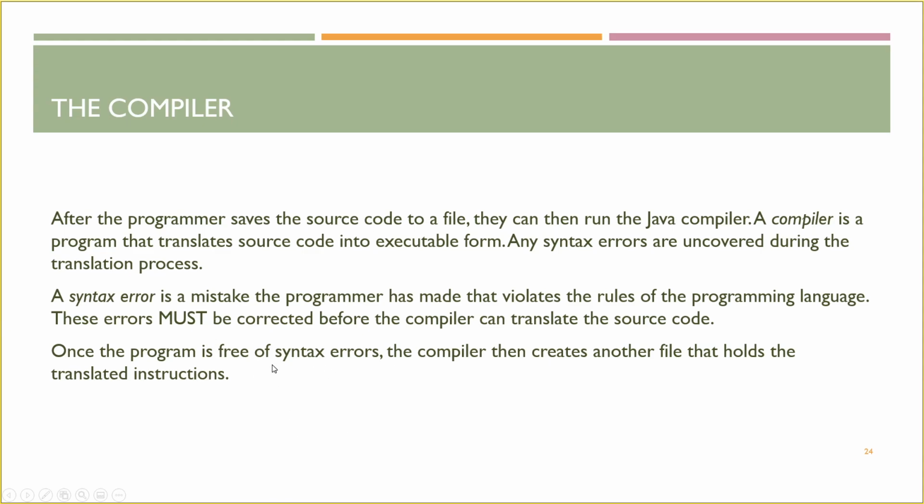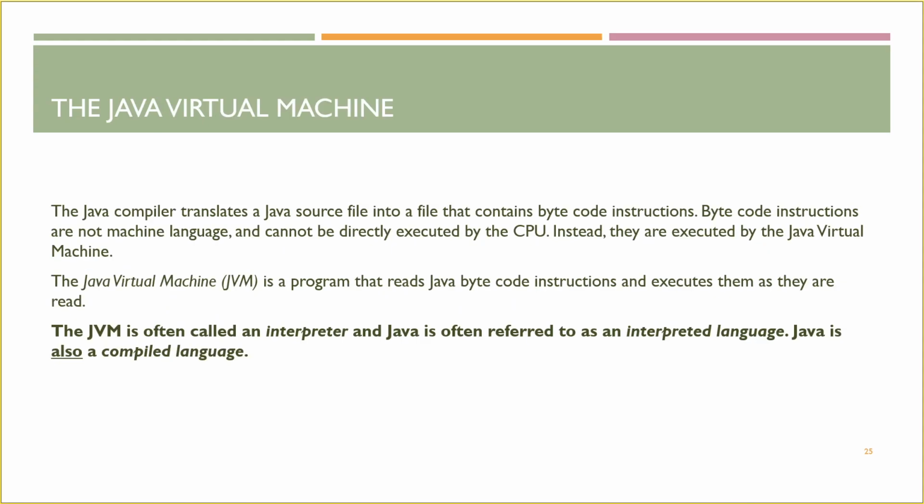So once your program is free of syntax errors, the compiler then creates another file that holds that initial translation. And this translation is not in binary yet. That happens with the Java virtual machine. So the compiler translates our Java source file, which we just talked about. It translates our code into something called bytecode.